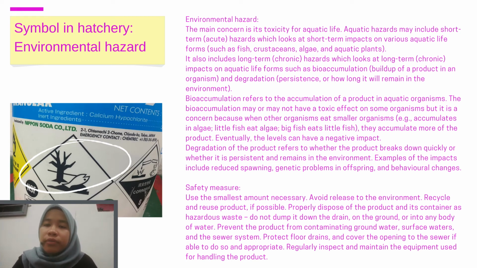Prevent the product from contaminating groundwater, surface water, and the sewer system. So protect floor drains and cover the opening to the sewer if able to do so and appropriate. Regularly inspect and maintain the equipment used for handling the product.